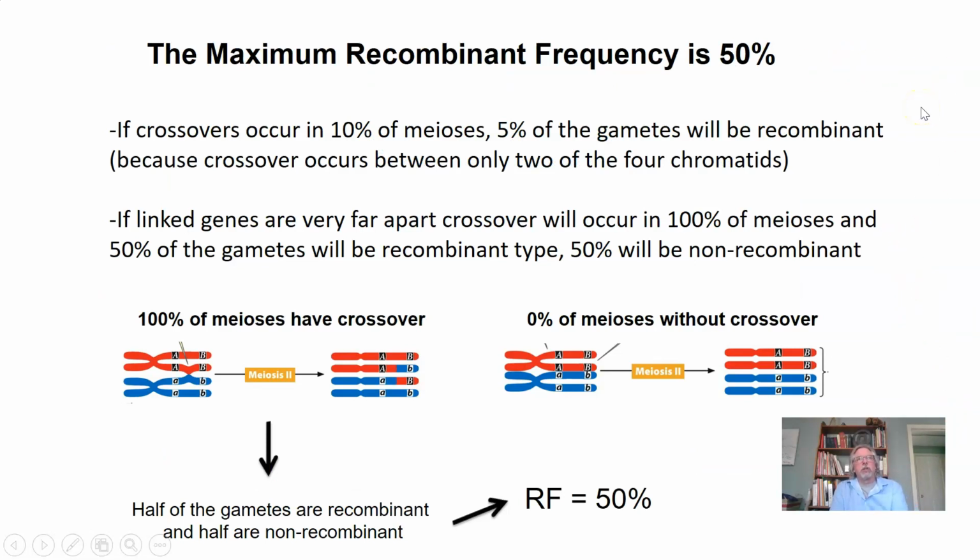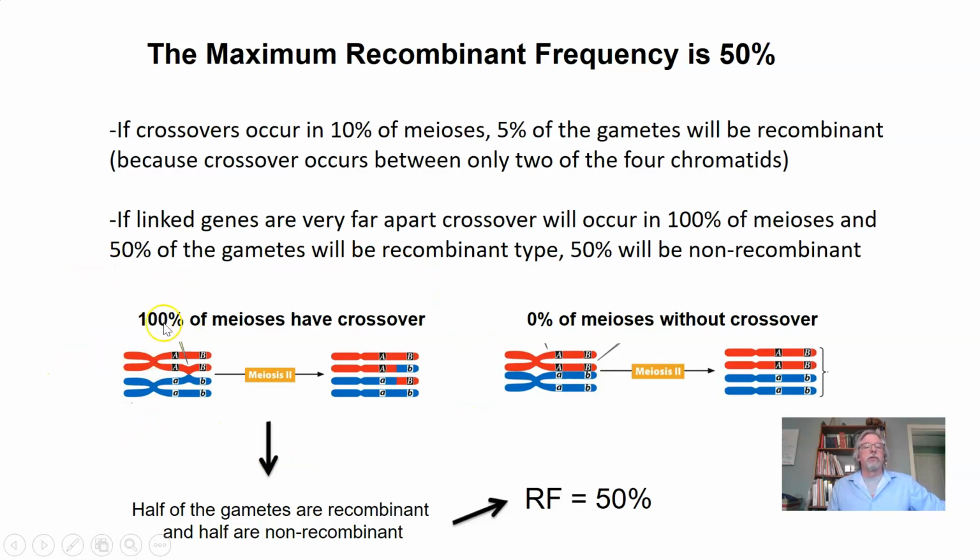So here's an extension of that. Let's consider a case in which two genes are linked and they are extremely far apart on the same chromosome. So even though they're physically attached to each other by linkage, there's a huge target for crossover between them. And let's say the target is so huge that every single meiosis has a crossover. 100% of the meiosis divisions will have crossover, and 0% will not have crossover. So we can eliminate this because this is not happening. All of the meioses have crossover.